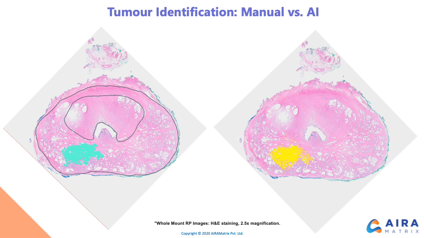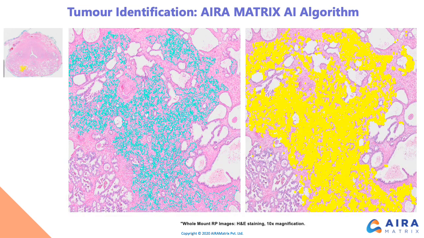Let's look at the results of our tumor identification model. The figure shows an example comparing the manually delineated tumor region on the left with the AI predicted region on the right. The results are shown at 2.5x magnification. The results show a very high level of concordance with the manual markings. Here is another example of tumor identification using our algorithm, illustrated at a higher magnification of 10x. As seen, the algorithm is capable of identifying all the glands with very high accuracy.